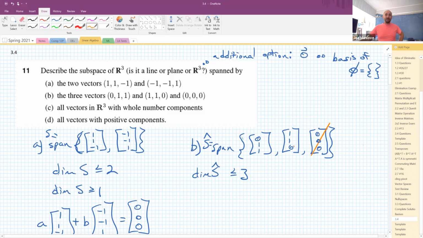Okay. If I'm going to add these together and get 0, well, this one's not going to be 0 unless its coefficient is 0. Ergo, these are linearly independent. So the dimension of my little guy here is 2, which means it is a what? Plane. Perfect. This is, in fact, a plane.